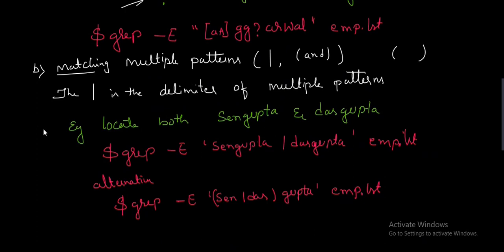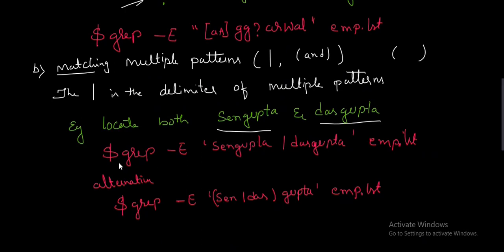So now I'll take one example. Locate both Sen Gupta and Das Gupta. This is just an example string I have taken. I want to write the extended regular expression, where I want to display all the lines that contain these patterns. So for this you need to write the regular expression. Okay, this is very simple.